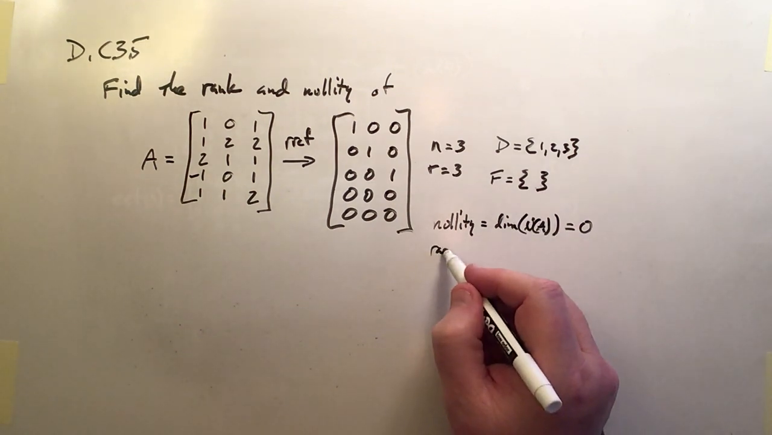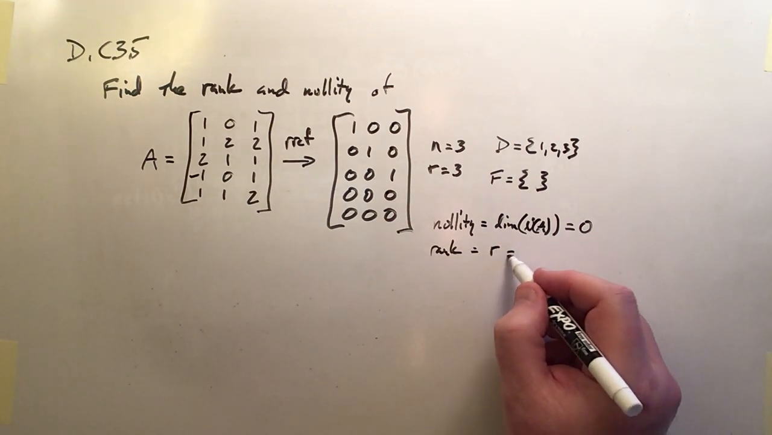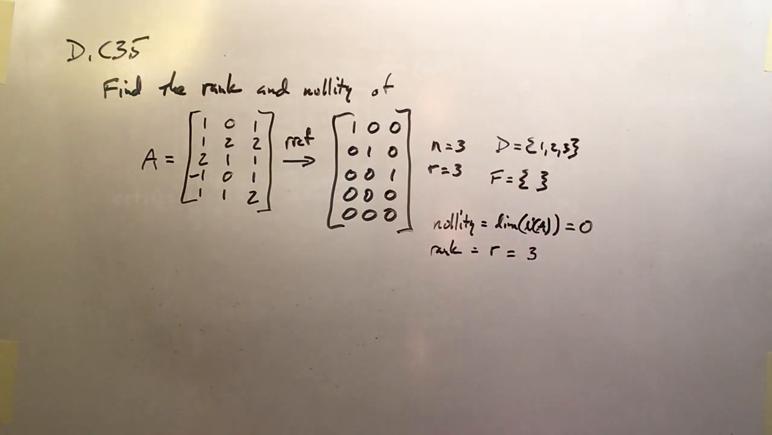And finally, the rank is equal to the number of pivot columns, which in this case is equal to 3. So there's the rank, and there's the nullity for this matrix A.